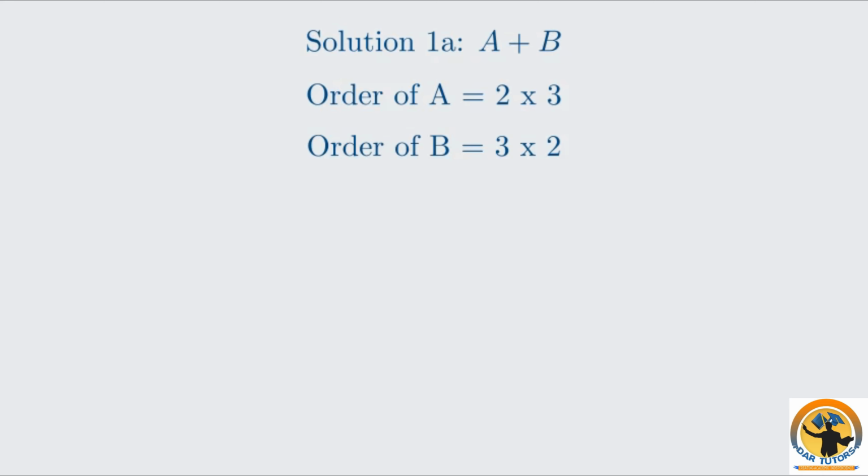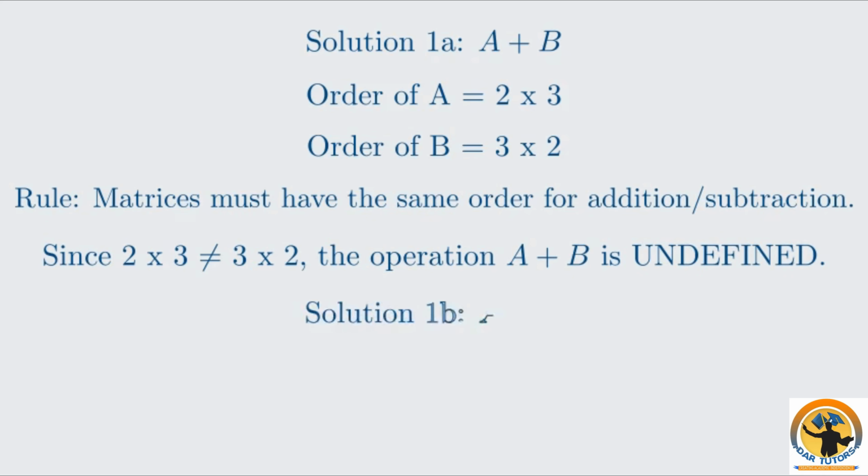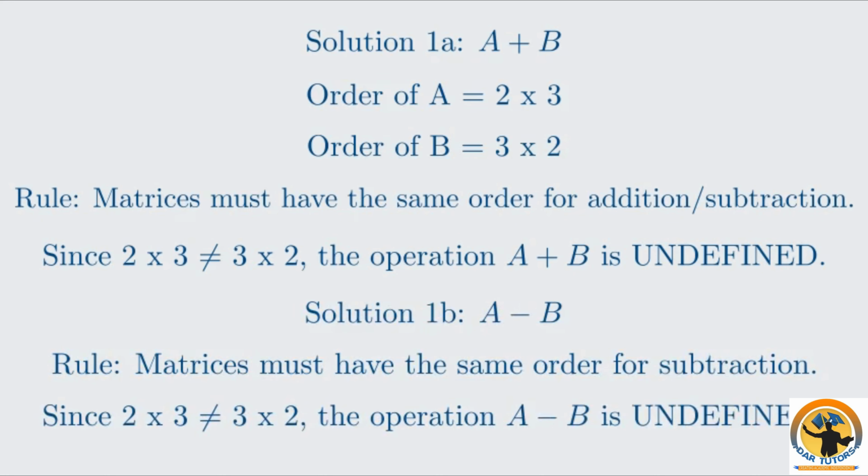What is the rule for matrix addition? That's right, the matrices must have the same order. Since 2 by 3 is not the same as 3 by 2, the operation A plus B is undefined. We cannot add them. Now for part B, A minus B. Since the rule for subtraction is identical to addition, they must have the same order, and we've already established their orders are different. A minus B is also undefined.